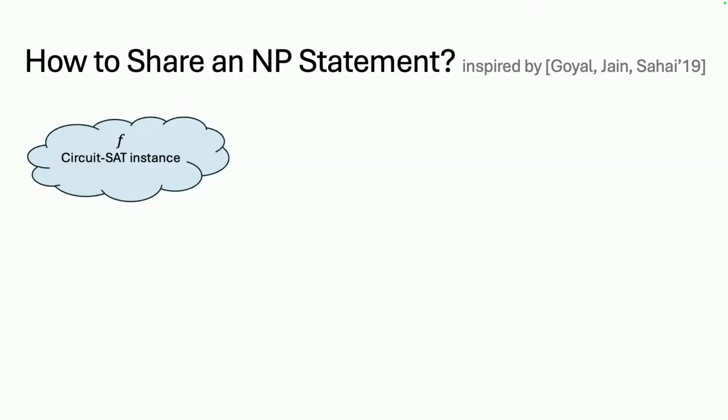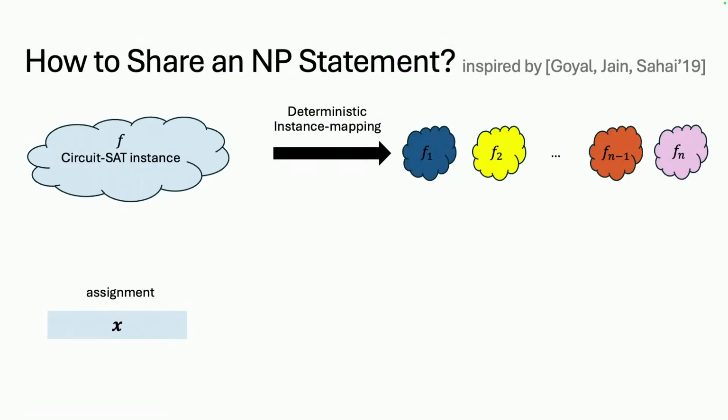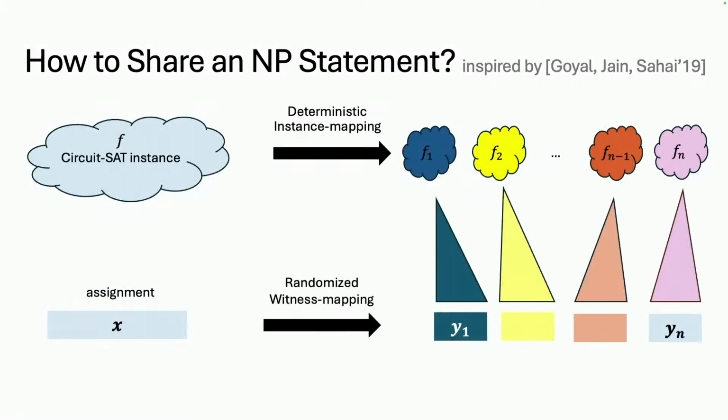So again, I want to share not a data item, but a statement. So what do I have in my head? I have an NP statement, let's say circuit SAT, and a witness, an assignment. And I want a deterministic instance mapping that takes this circuit SAT instance and generates many instances. And the mapping that takes this assignment and generates many witnesses.